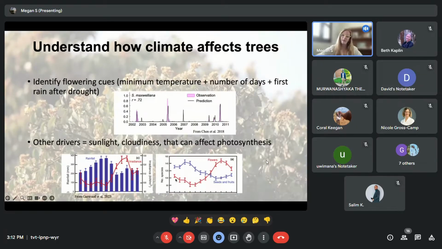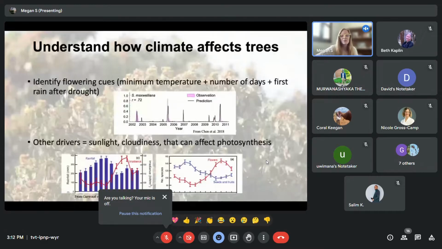And that matches up really well with the red line representing the amount of flowers or the amount of species that are in flower in that forest at the time. And you can see that sunlight is really related to the number of species that are in flower. And because we know that climate is so linked to phenology patterns, this is a really important ecological relationship.